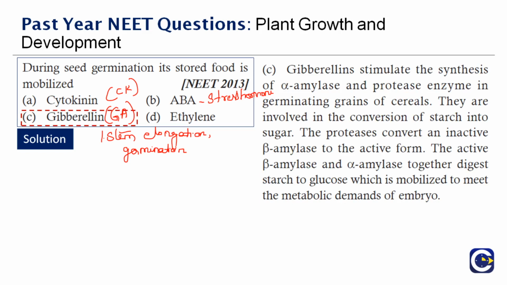Apart from that, on your right side, you have some extra information that you can go through. They stimulate the synthesis of alpha amylase and protease enzyme in germinating grains of cereals. They are involved in the conversion of starch into sugar. So these are the other functions of this hormone called gibberellin. The active beta amylase and alpha amylase together digest the starch to glucose, which is mobilized to meet the metabolic demands of the embryo. Therefore, the correct answer is option C.